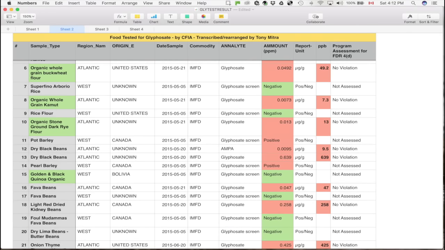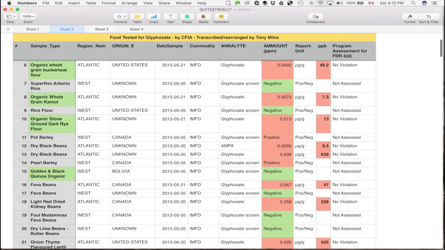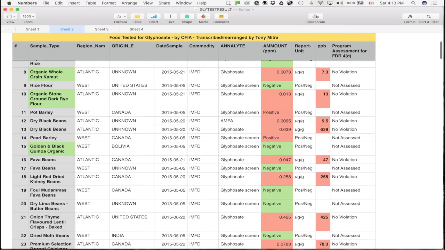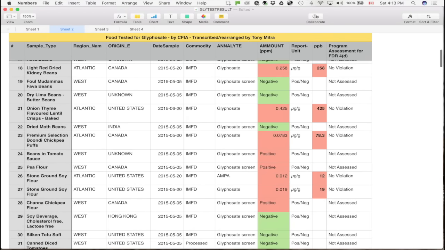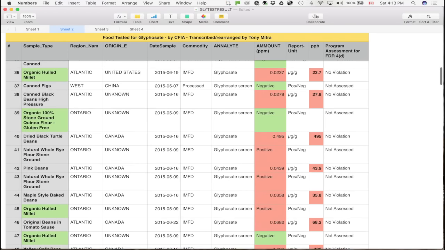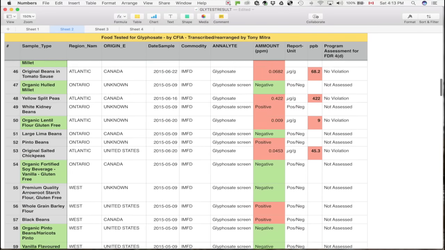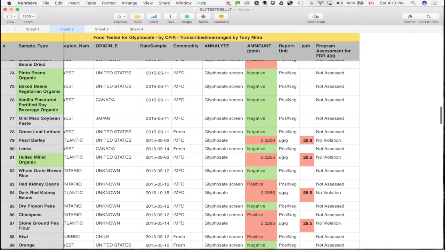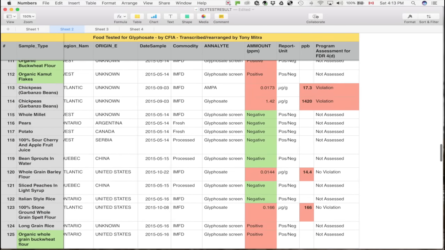It's important to remember that not all organics are without glyphosate, and not all non-organics, or those not described as organics, do have glyphosate. So this is one. And then as far as the rightmost column, not assessed or not in violation, there is only one sample in the whole lot here which actually was found in violation.